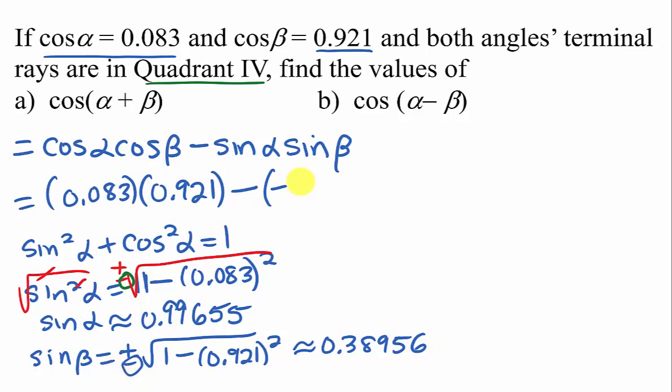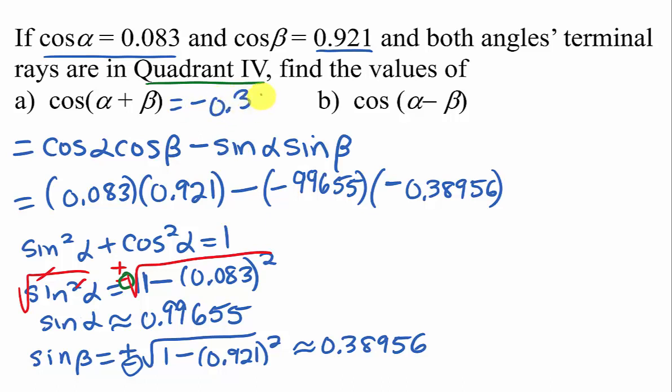So we put those values in the formula, negative 0.99655, multiply that by negative 0.38956, and then I just put all of that in the calculator, and I'm going to carry it to 4 decimal places, and so it looks like this is going to be approximately negative 0.3118.